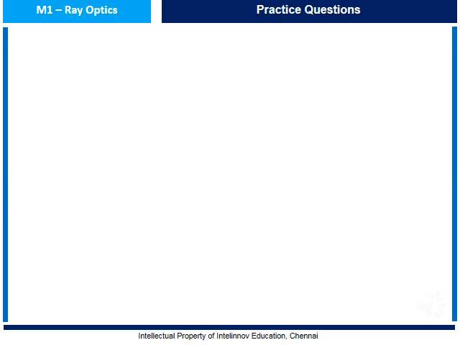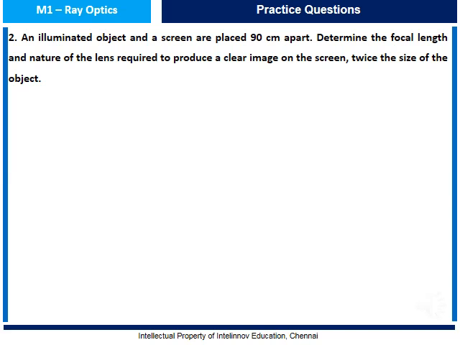Question number 2. An illuminated object and a screen are placed 90 cm apart. That is, the distance between the screen and the object is 90 cm. Determine the focal length and nature of the lens required to produce a clear image on the screen, twice the size of the object. Here the magnification value is 2. Now, since the image is formed on the screen, the type of image is real.